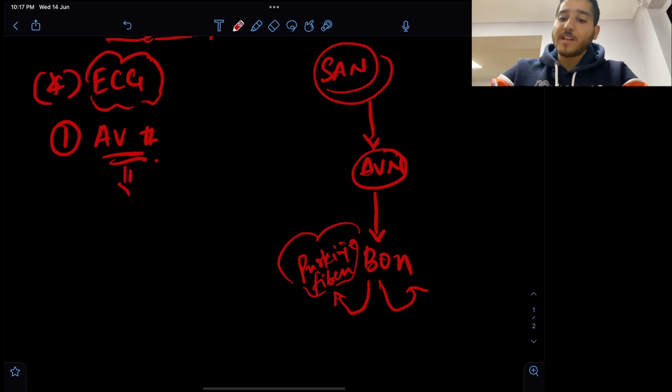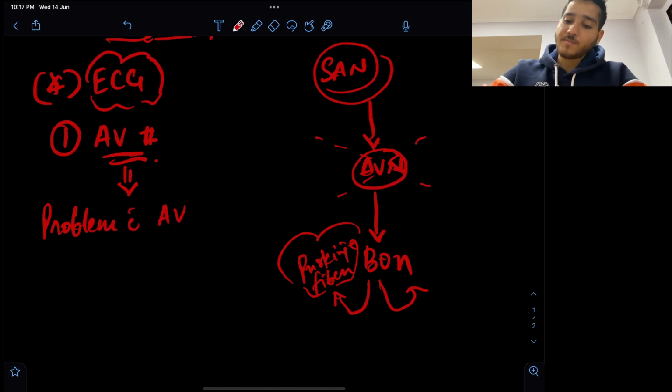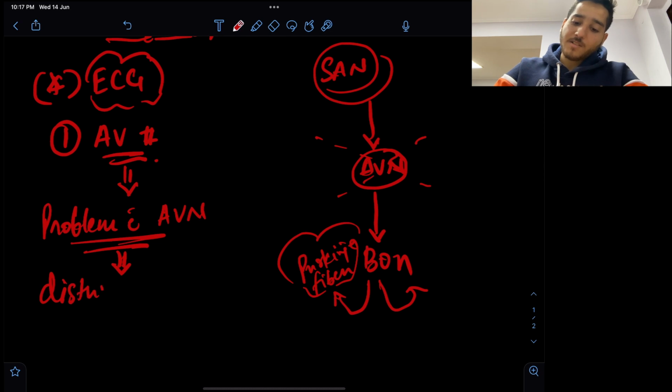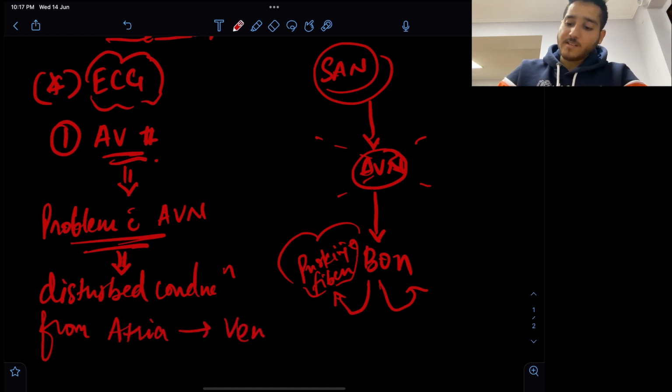So what happens in AV block is there's some problem in the AV node. If there's a problem with the AV node, there will be disturbed conduction from atria to ventricles. So now we have understood what AV blocks mean.